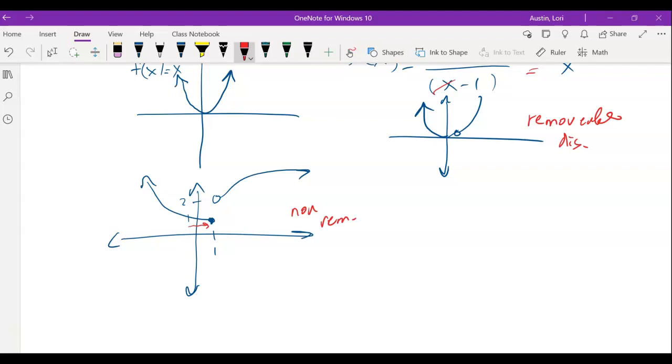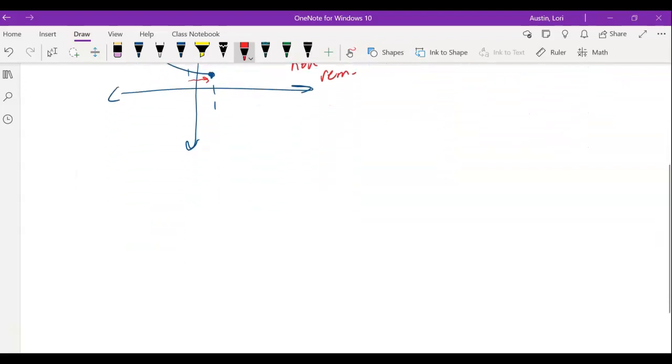So there are a lot of different things to remember when it comes to continuous functions. So we're going to talk very specifically about continuity at a point.